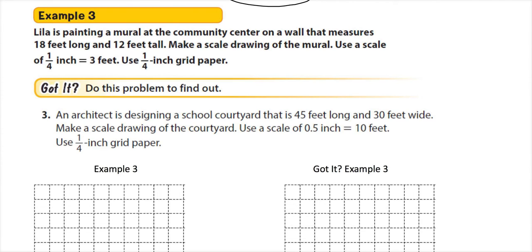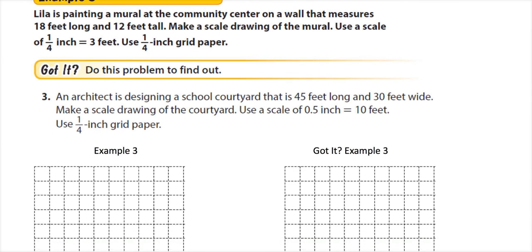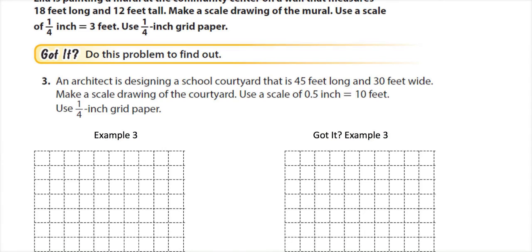So I did put some grid paper on there. This is 1/4 inch paper. Okay, so let's take a look. We need something that's 18 feet long. And it tells us that a 1/4 inch equals 3 feet, and each block is a 1/4 inch. Okay, so let's think about that for a minute. If 1/4 inch equals 3 feet, and every block is 1/4 of an inch, that means one block represents 3 feet, all right? Well, we need 18 feet.